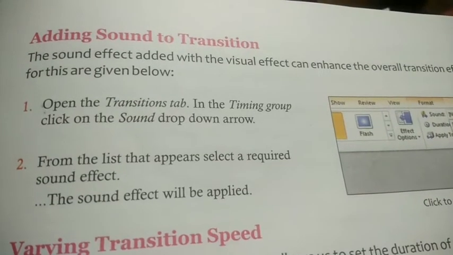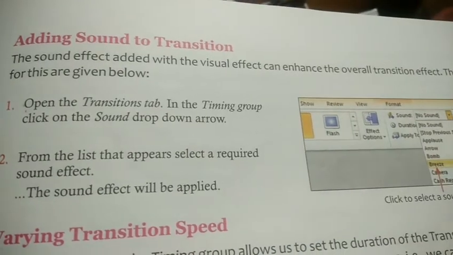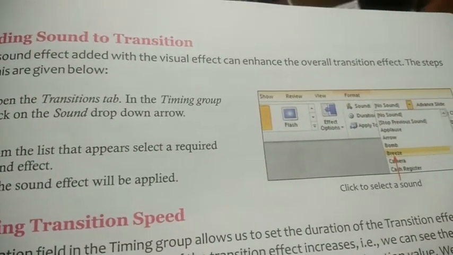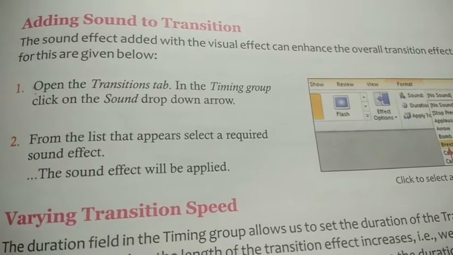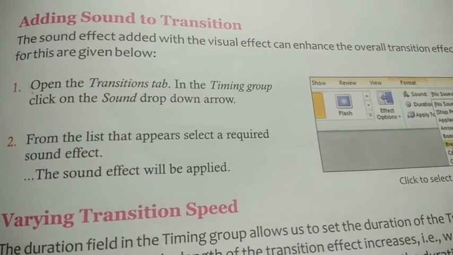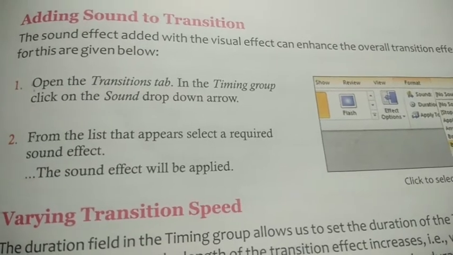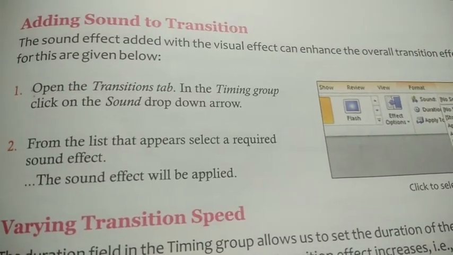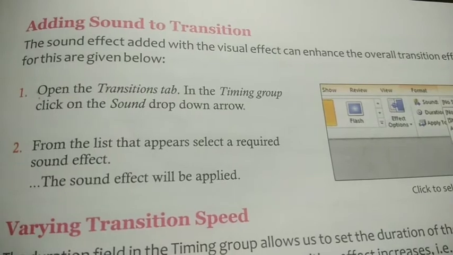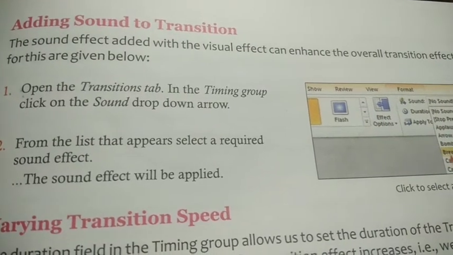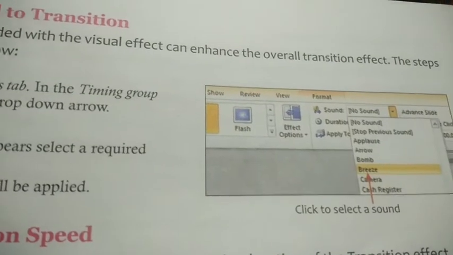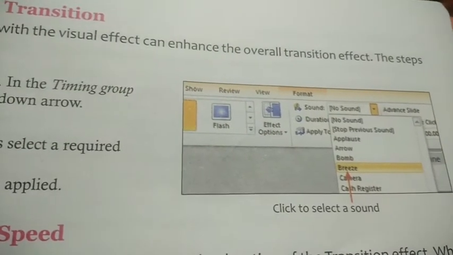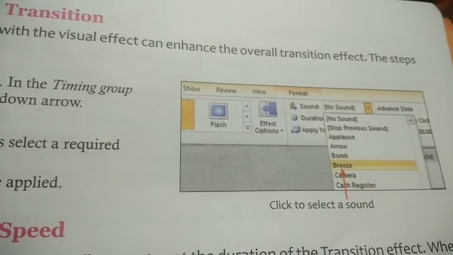Next, adding sound to transition. The sound effect added with the visual effect can enhance the overall transition effect. So the steps are below. First of all, open the Transition tab, then in the Timing group, click on the Sound drop-down arrow. Then from the list that appears, select a required sound effect, then the sound effect will be applied. So this is a click to select a sound option. All sound options are available: Bridge, Bomb, Arrow, etc.